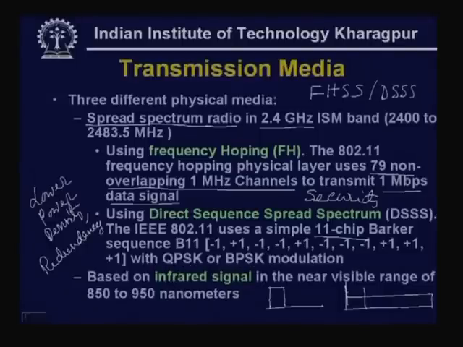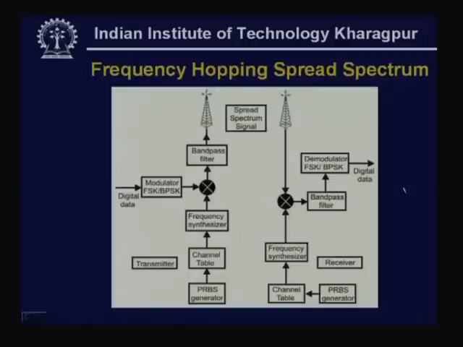And the third approach is based on infrared signal in the near visible range of 850 or 950 nanometer. This is also used, but not that popular. So, we shall mainly focus on the direct spread spectrum techniques, which is commonly used. So, this is the basic schematic diagram of the transmitter and receiver used in frequency hopping spread spectrum technique.